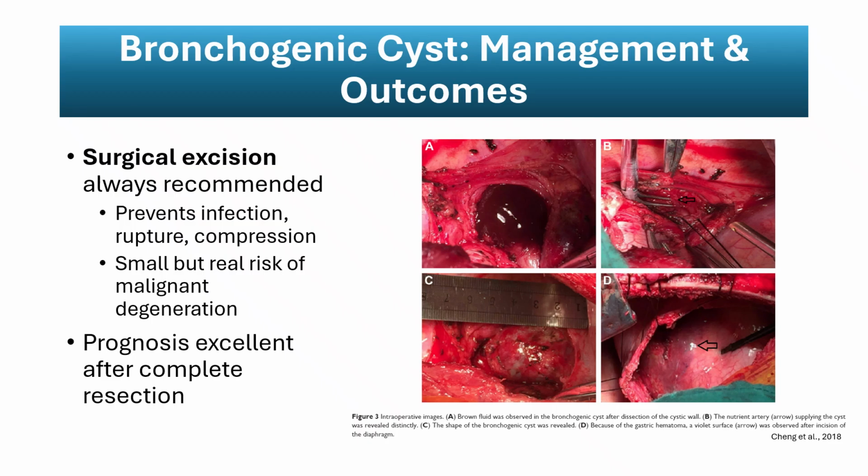Complete surgical excision is the standard management for bronchogenic cysts, regardless of symptom severity. Removing the cyst prevents airway compression, recurrent infections, and potential rupture. Although the risk of malignant transformation is low, excision eliminates this possibility and reduces long-term morbidity. Outcomes after complete resection are excellent, with most patients achieving normal respiratory function and minimal post-operative complications.